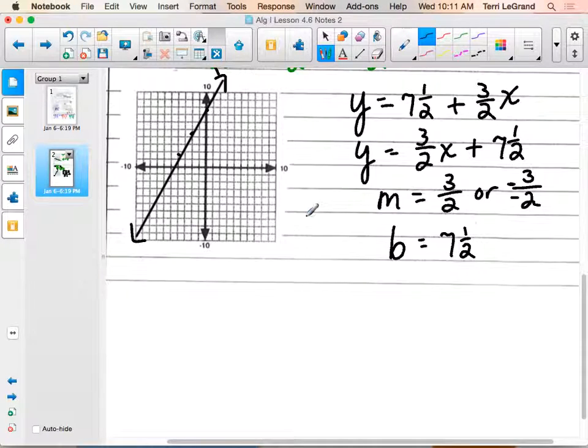Then get out a sheet of loose leaf paper. Write down what the assignment is, and I'll get you your graphs handout in a bit here.